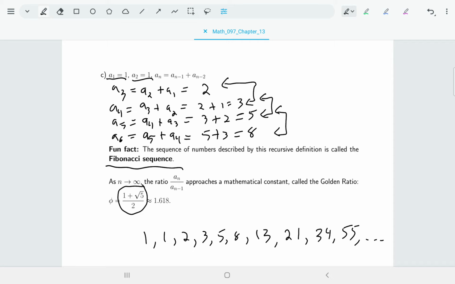It's been used in art and in architecture. So anyhow, that's just a little aside, not a major important feature, but just a nice thing to notice as some famous sequences out there.